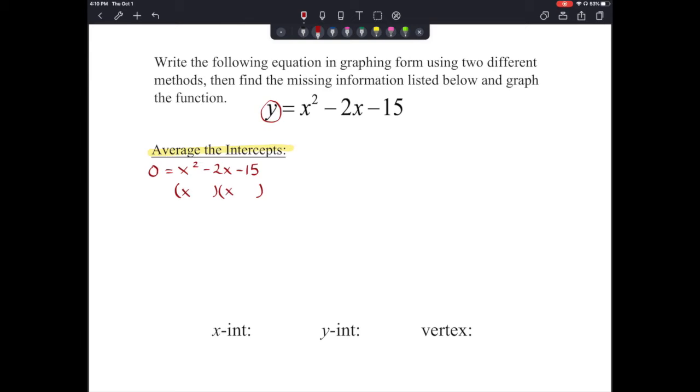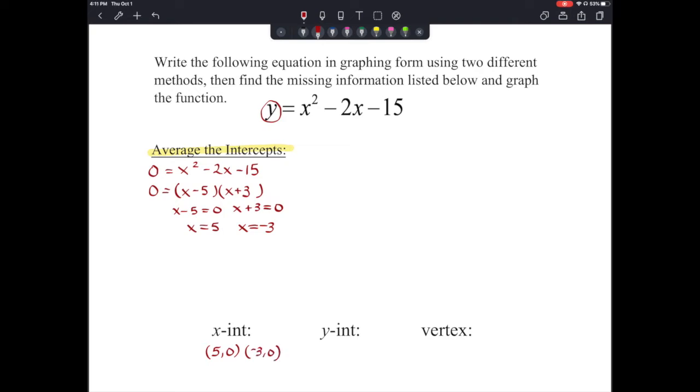So factors of 15 that have a difference of 2 would be 5 and 3. So we're going to need an x minus 5 and an x plus 3. And that still equals 0. We'll set each factor equal to 0 and solve it. And we get x equals 5 and x equals negative 3. What we found there is the two x-intercepts. Our x-intercepts are the points (5, 0) and (negative 3, 0).